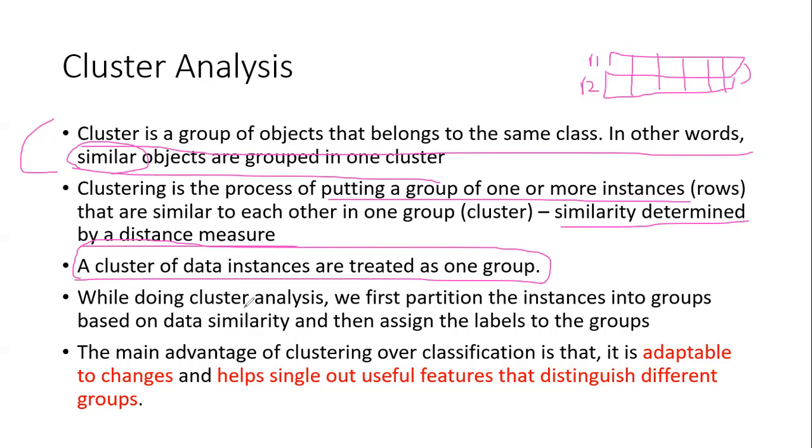So while doing clustering, we first partition the instances into groups or clusters based on data similarity, and then assign the label. So you can assign the label yourself, C1, C2, C3. It depends on how you look at it. If you have to check a clustering algorithm, the best approach is that you generate a classification data set which has two labels, binary labels.